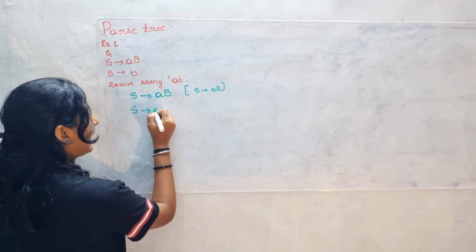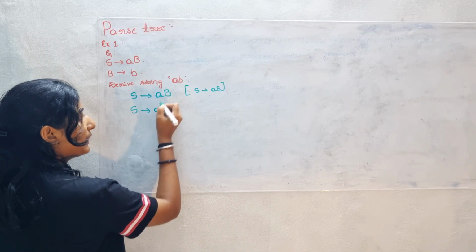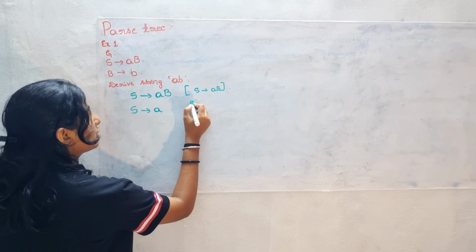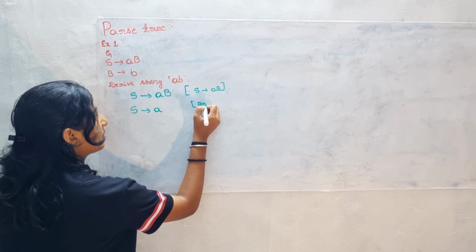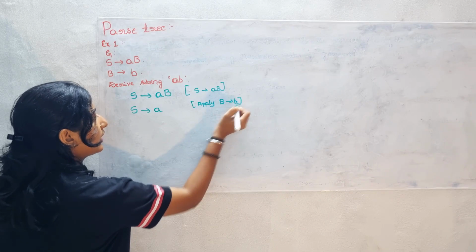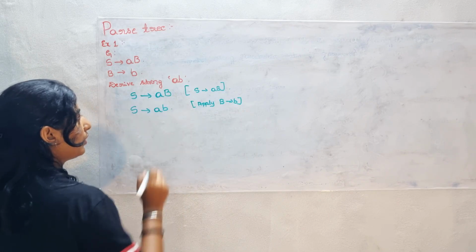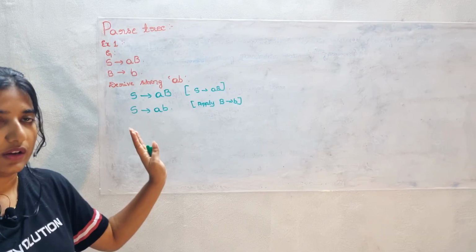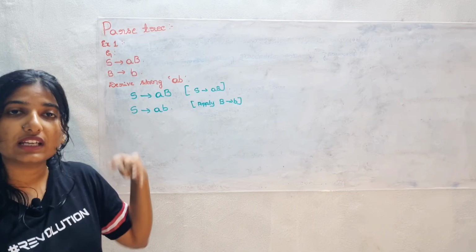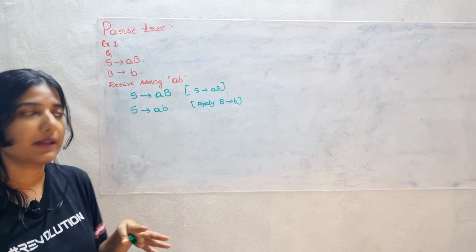So I am writing a as it is, but in the place of B I have to replace it with small b. Not an issue, because I have B derives b also in the production rule. So I am applying this one. So I got the final string ab. This is how we derive it in the normal form. So now how to write it in the form of a parse tree?